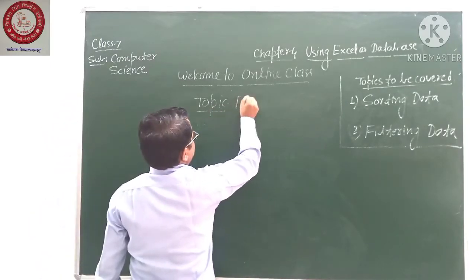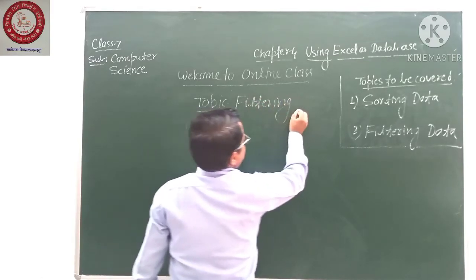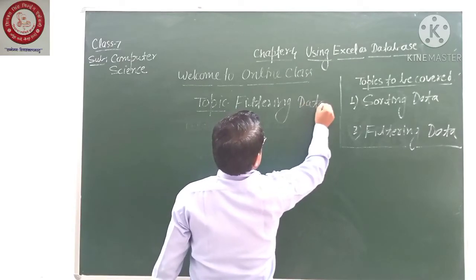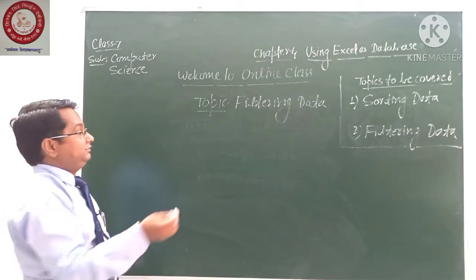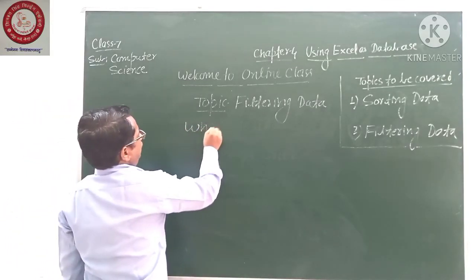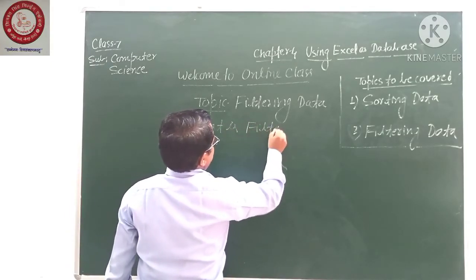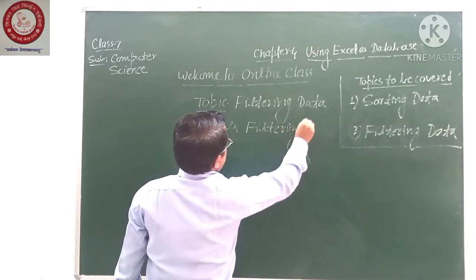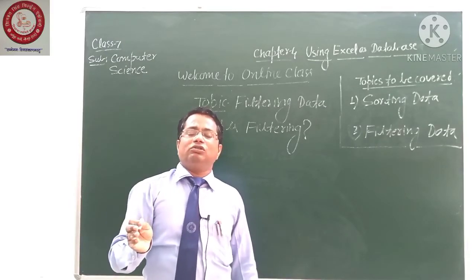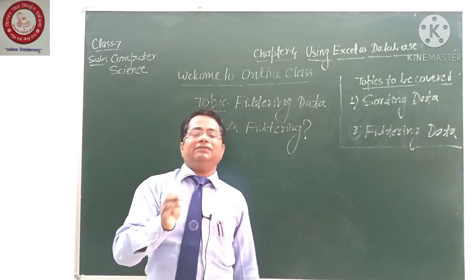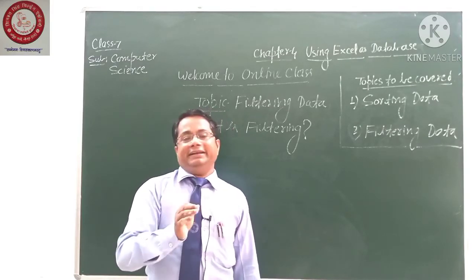So our next topic is filtering data. What is filtering? How are we going to use that? First we are going to understand what is filtering. Filtering means, suppose you have applied the filter on particular data. When you apply it, some small arrows appear on the column headings.